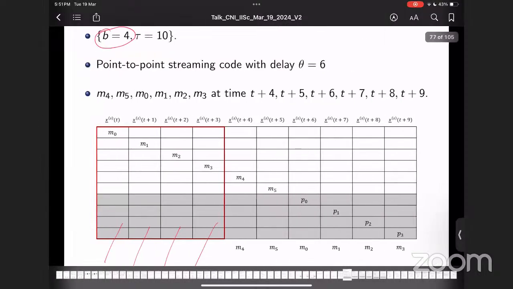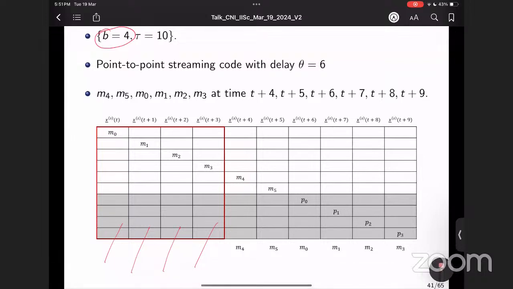So here obviously M4 is available because it's not erased. M5 is available because it's not erased. And then I'm saying that P0 is available. P0 is available, but instead of P0, I have written here M0. Why is that? Because recall that whatever code I am diagonally embedding here is the HT code, which has that delay property. So the effective delay here is theta, and every erased symbol I can recover with the delay theta equal to 6.